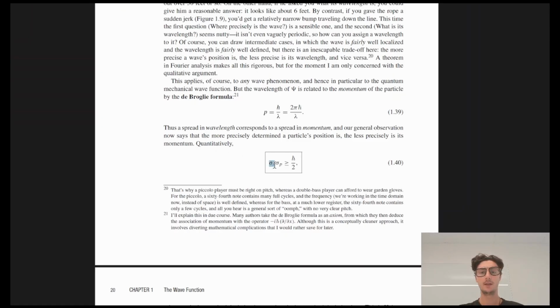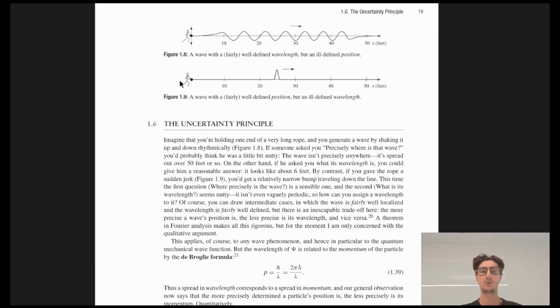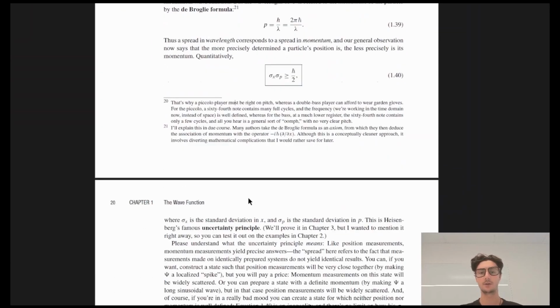Quantitatively, the uncertainty in x, the position, times the uncertainty in p, the momentum, must be greater than or equal to h bar, the reduced Planck constant, divided by 2. This is Heisenberg's uncertainty relation. And it's not even related to quantum mechanics, it's just related to wave mechanics. Pretty cool.